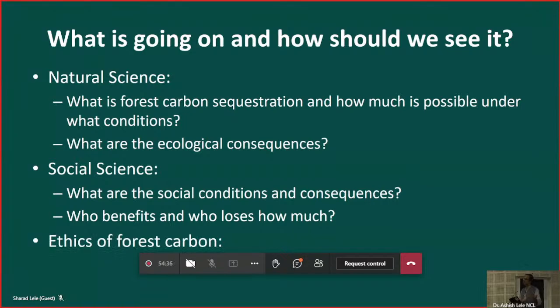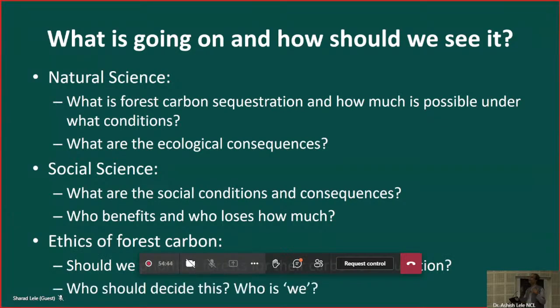And that leads us then to the ethics of forest carbon, which is, should we at all prioritize forests for their carbon sink function? And how do we make those decisions? Whether to prioritize, or whether to prioritize under what conditions, what commitments to make, and so on and so forth. How have we made that decision?